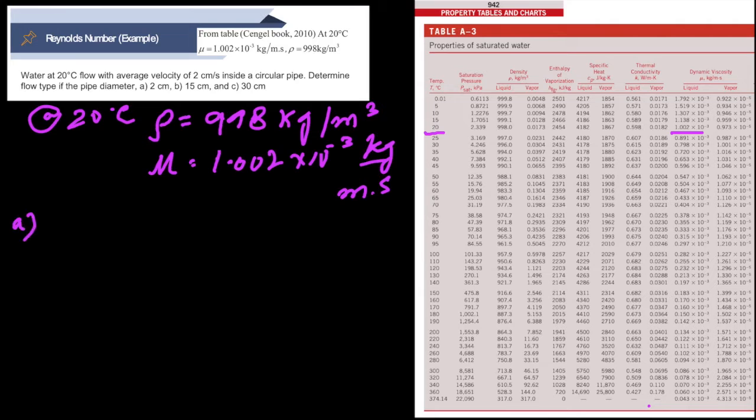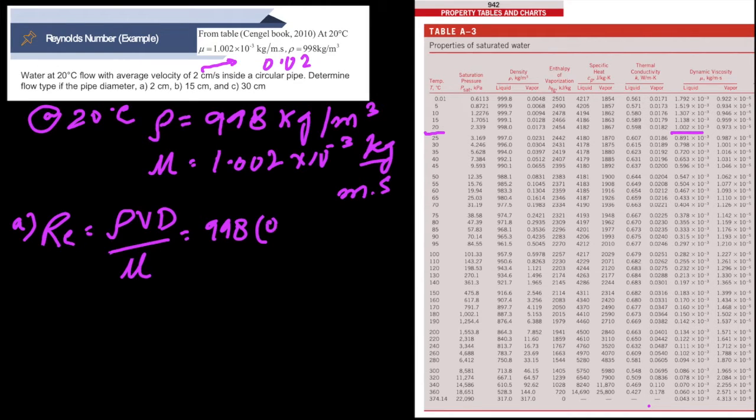So part 1 says, since we know Reynolds number is equal to rho v d over mu, the density is 998 multiplied by the velocity, 2 centimeter. We need to convert 2 centimeter into meter, divided by 100, so 0.02. Multiplied by the diameter of the pipe, which is 2 centimeter, also 0.02, whole divided by 1.002 into 10 exponent minus 3.